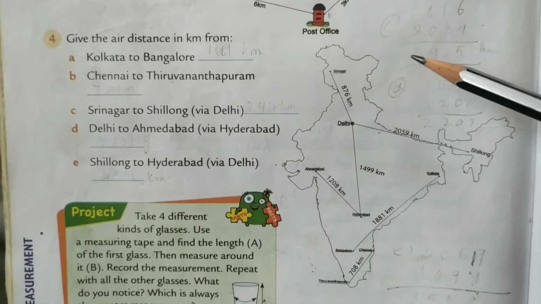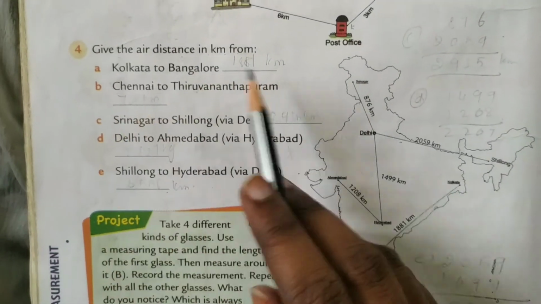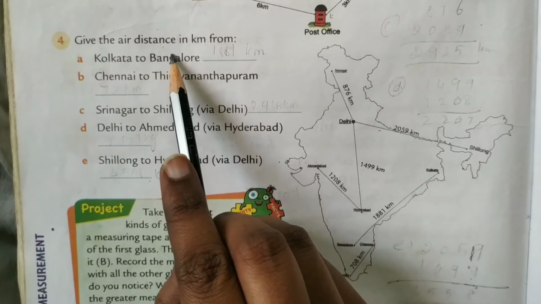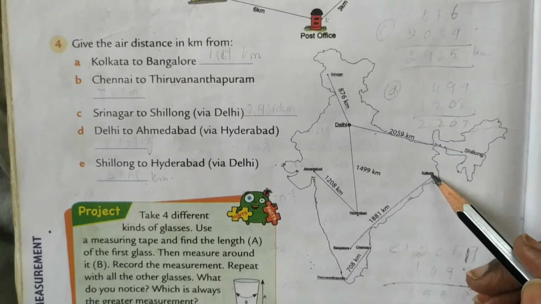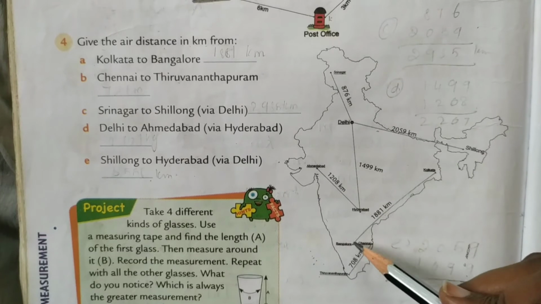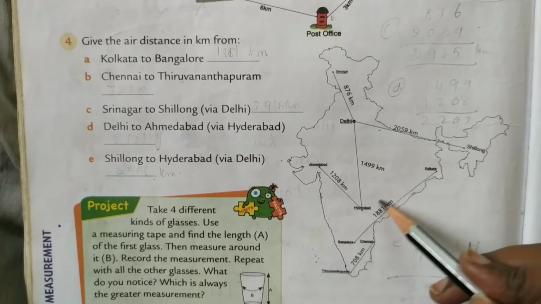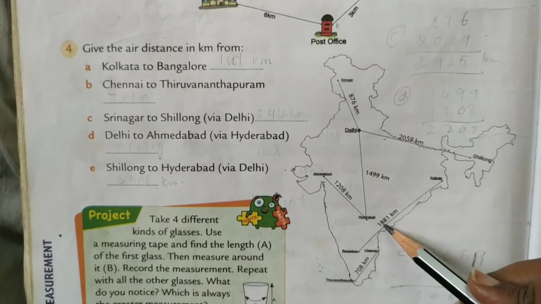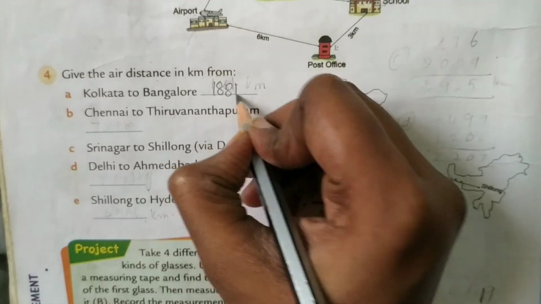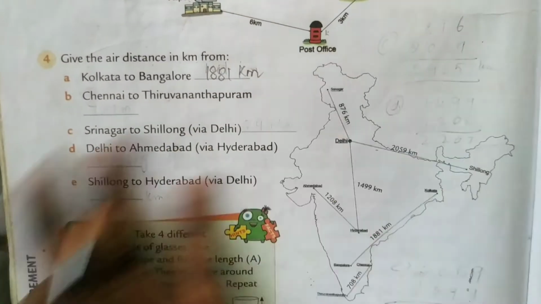Okay, next coming to the fourth question: give the air distance in kilometers from. So here the map is given. With the help of the map we can write the answer here. A question, Kolkata to Bangalore. Right. So we can find Kolkata here, and Bangalore is here. So from Kolkata to Bangalore the answer is already given here. It is 1881 kilometers. So it is given directly. Just take and write the answer here.